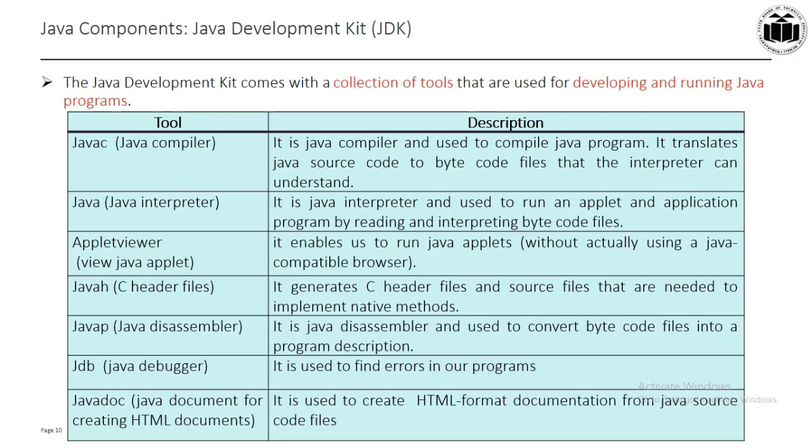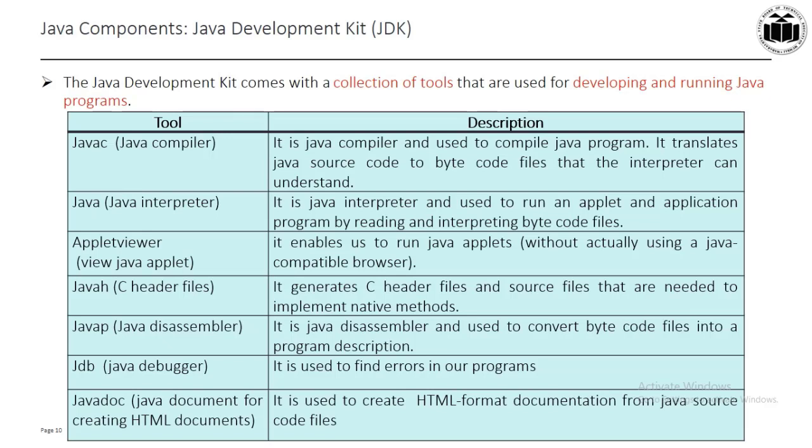Second, Java interpreter, used to run an applet and application program by reading and interpreting bytecode files. Third, applet viewer. It enables to run Java applet. Fourth, Javah. It generates C header files and source files that are needed to implement native methods. Fifth, Java disassembler. It is used to convert bytecode files into a program description.